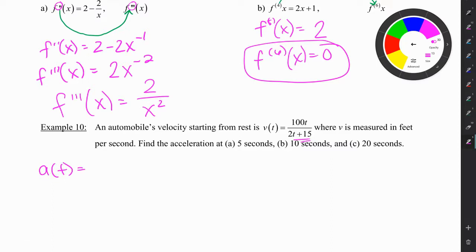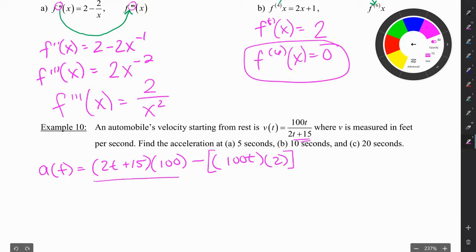The quotient rule is low d high, so low means the bottom. So 2t plus 15. D high means the derivative of the top, minus high, so the top, d low, the derivative of the bottom, over the square of what's below. So that means we square the denominator.